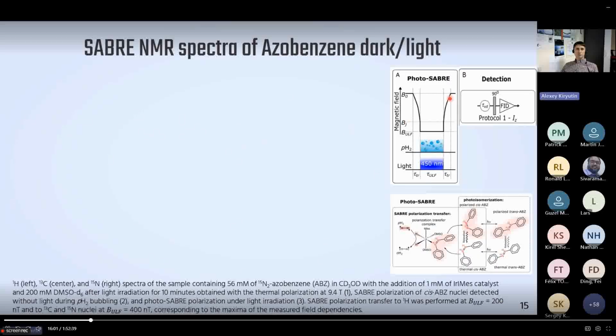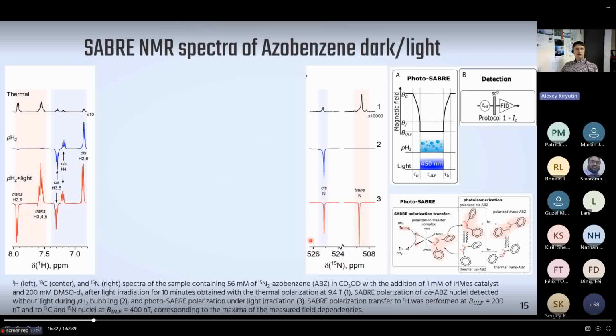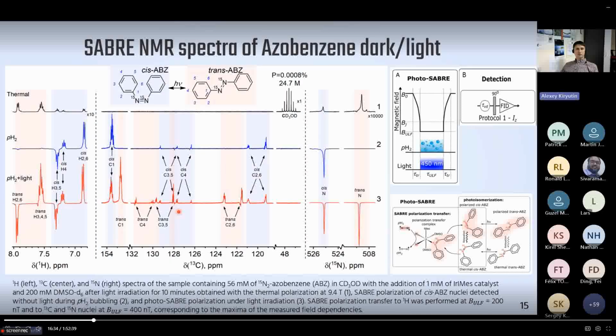So we applied the protocol shown on the right. We irradiated a prepared solution containing a mixture of cis and trans azobenzene and an activated iridium complex in an ultra-low magnetic field while simultaneously bubbling parahydrogen through it. First, we looked at the proton NMR spectra. It turned out that without light, only the cis azobenzene is polarized, whereas under light, both isomers become polarized. We then repeated the measurement for 15N and even for carbon nuclei. In this way, we converted our dreams into reality.